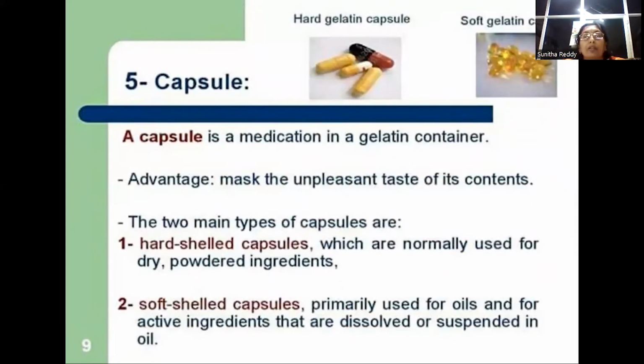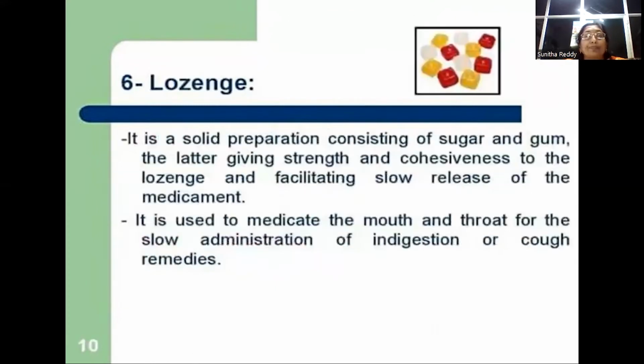This is a solid dosage form. They are available in two types, hard gelatin capsules and soft gelatin capsules. In a hard gelatin capsule, we always put solids or semi-solids, and in soft gelatin capsules, we usually use liquids or semi-liquids. The shell is made of gelatin and some plasticizers.